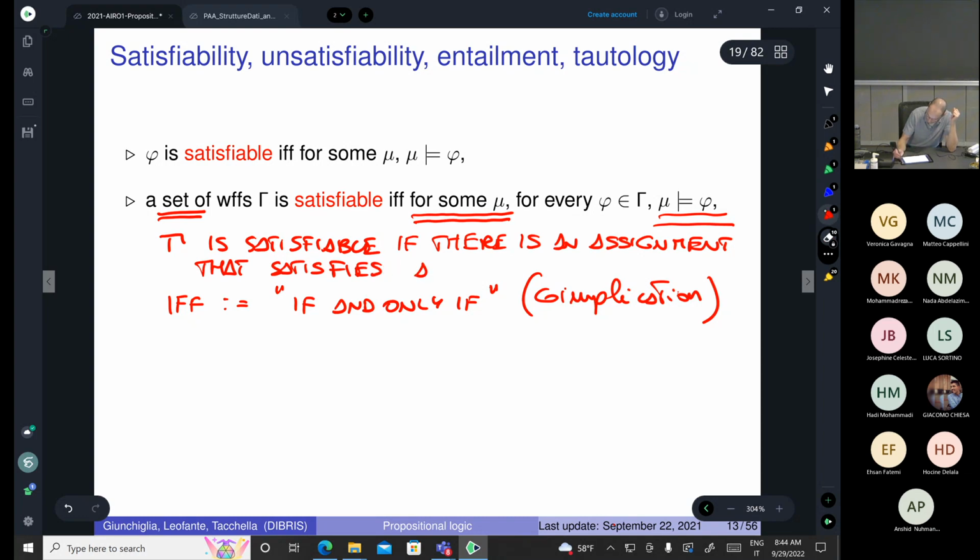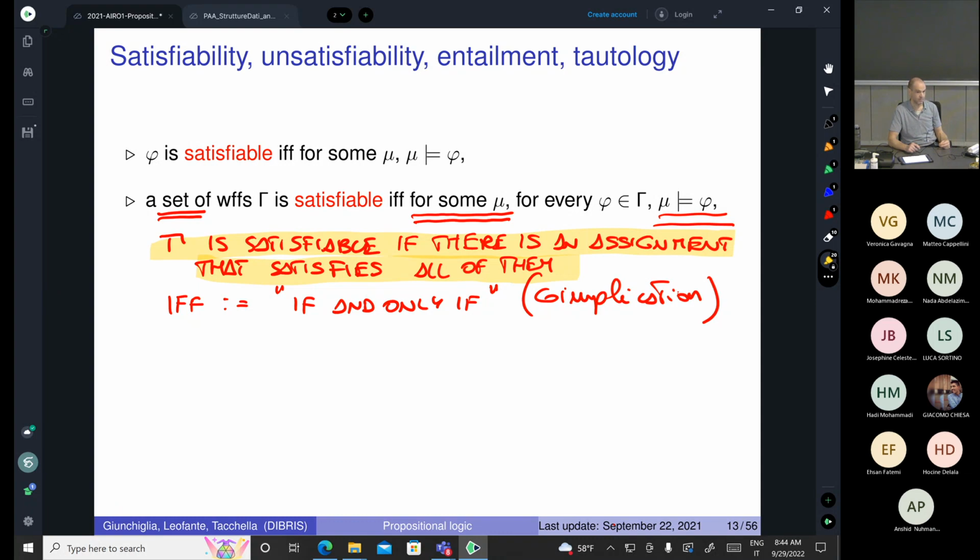This is what this definition says. So it's not enough that you can find an assignment for each formula. It needs to be the same. So if you have a set of formulas, you can say this is satisfiable, but you must find one assignment that is good for all.